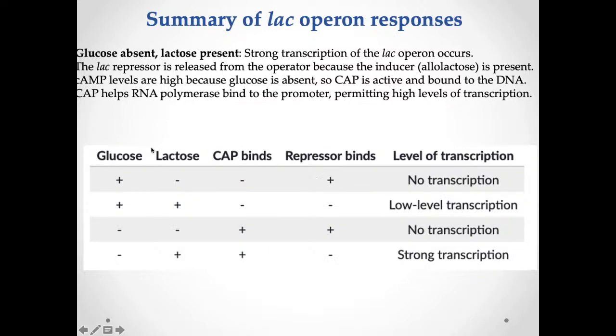We summarize them here. Glucose present, lactose absent: CAP doesn't bind, repressor binds, so no transcription. Glucose present, lactose present: no CAP bind, no repressor bind, low level transcription. No glucose, no lactose: CAP binds, repressor binds, no transcription. No glucose with lactose: CAP binds, no repressor, strong transcription.